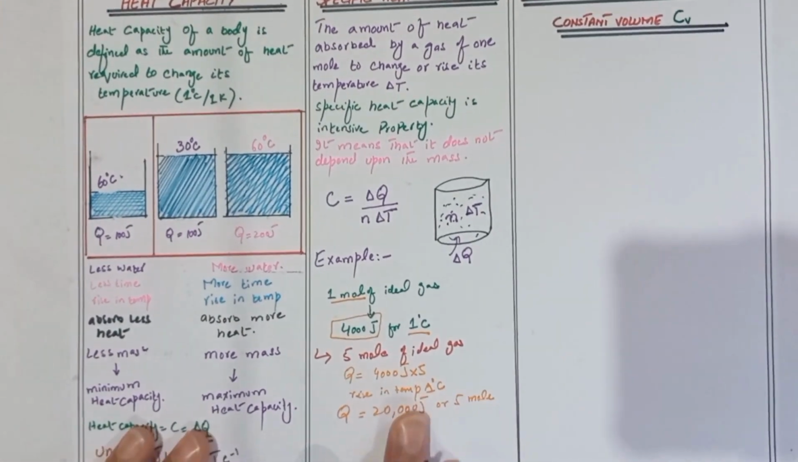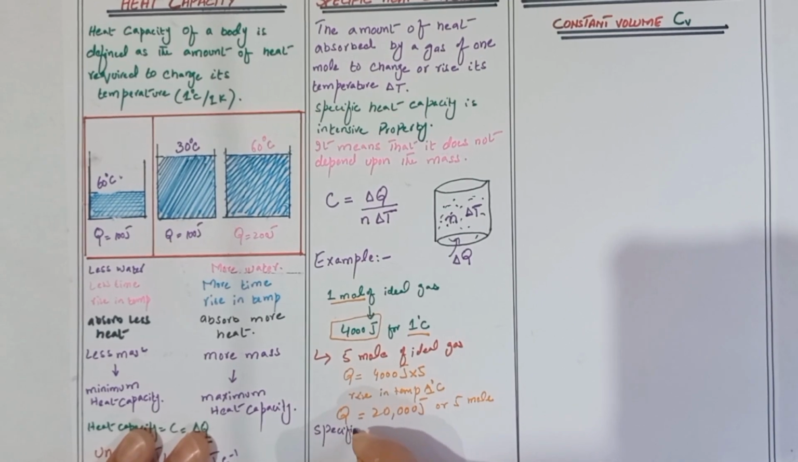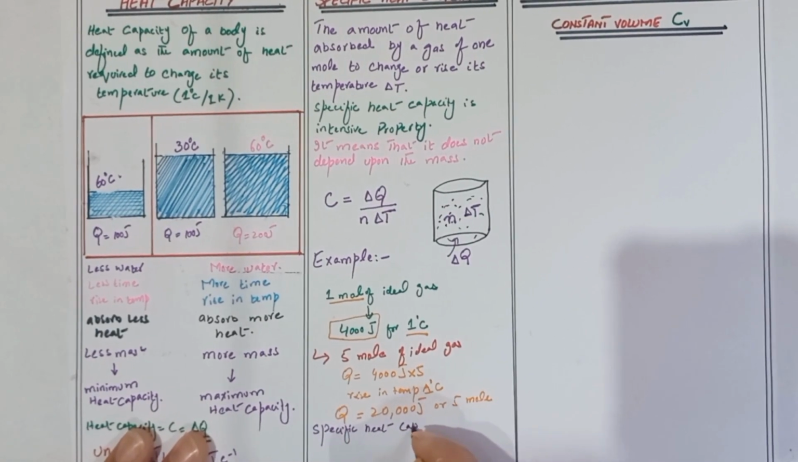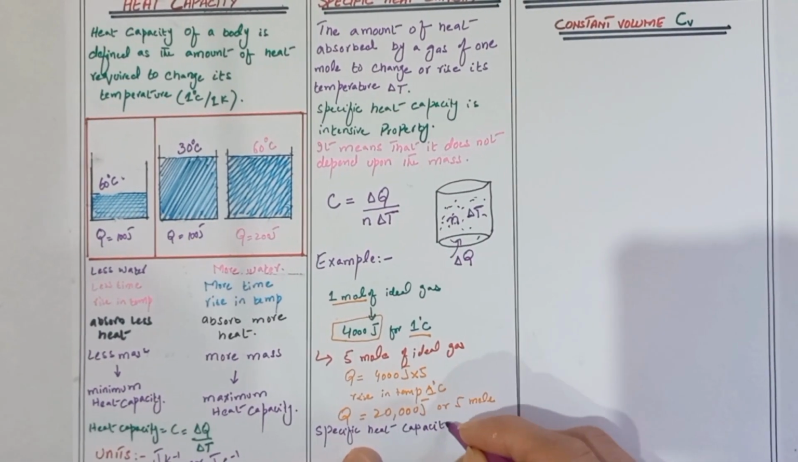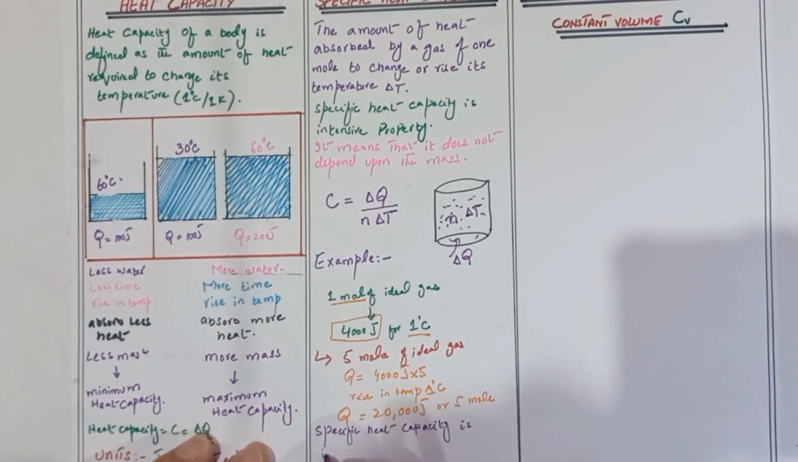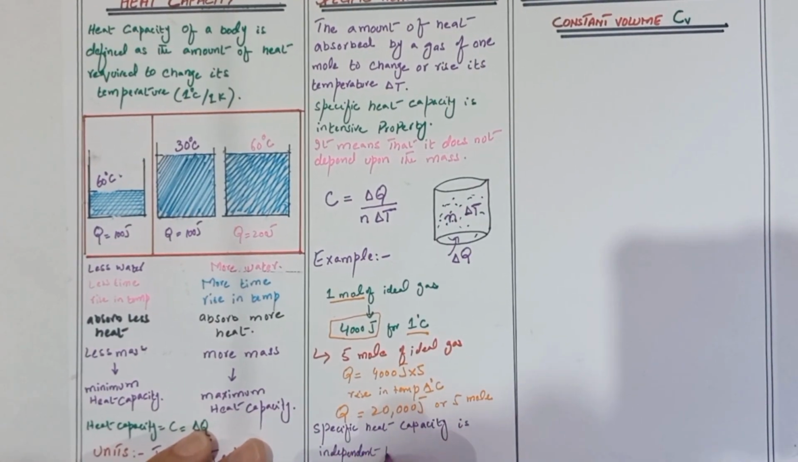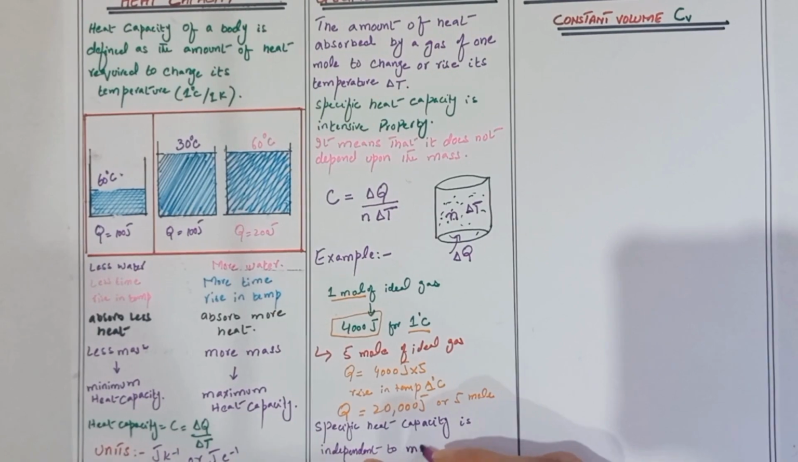So here we write: specific heat capacity is independent of mass.